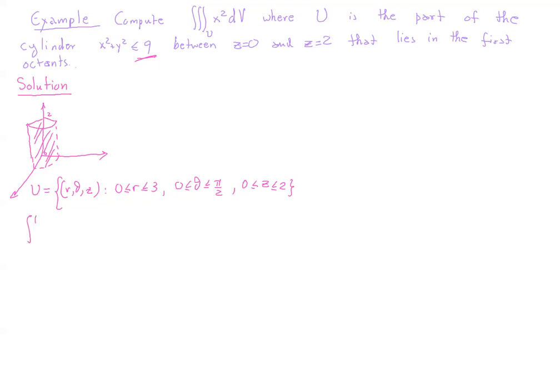So we have the triple integral of x squared dV over U. So this is going to give us, first take care of the domain, right? So dr, where r goes from 0 to 3, and d theta, where theta goes from 0 to pi over 2, and dz, where z goes from 0 to 2.